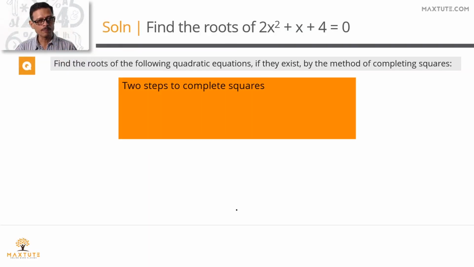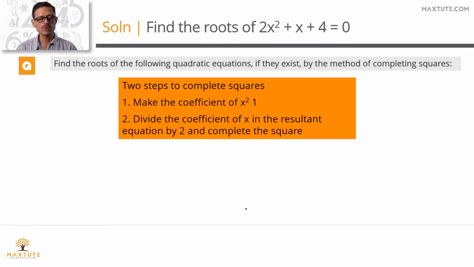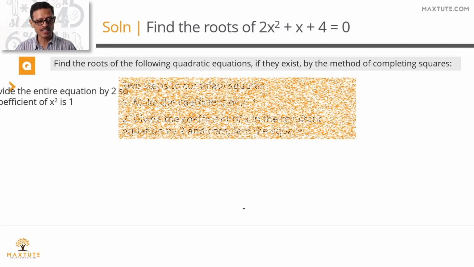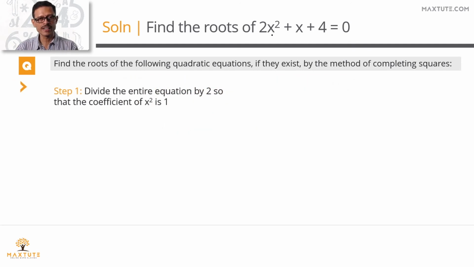Step 1, two-step process, make the coefficient of x square 1. Step 2, in the resultant equation, divide the coefficient of x by 2 and complete the square. Let's start with the first step. Coefficient of x square here is a 2. So divide the entire equation by 2. What you'll get is x square plus x by 2 plus 4 by 2, which is a 2, plus 2 equals 0. So this is the resultant equation.